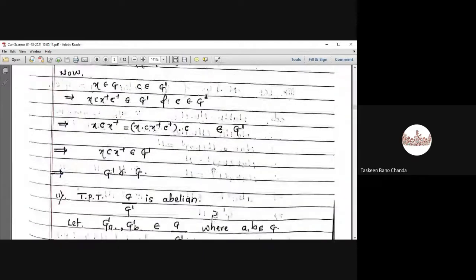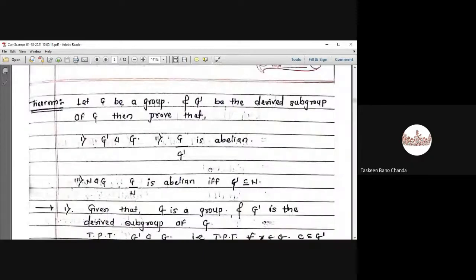Note that here G is the group and G dash be the derived subgroup of G. All the statements: G dash is normal in G, and G by N is abelian if and only if G dash is contained in N. And when we say only if, we have to prove both statements, the only if part and the if part, the necessary and sufficient parts.